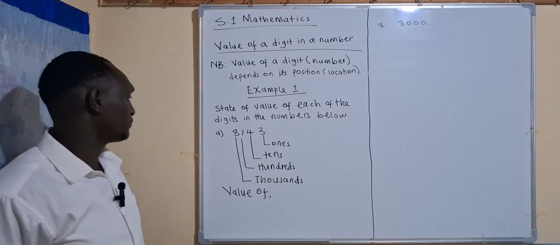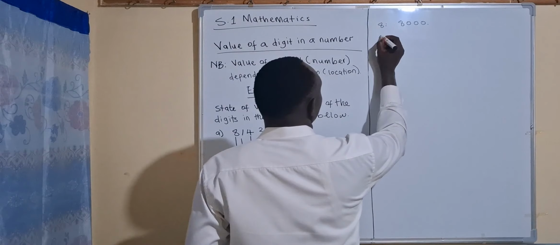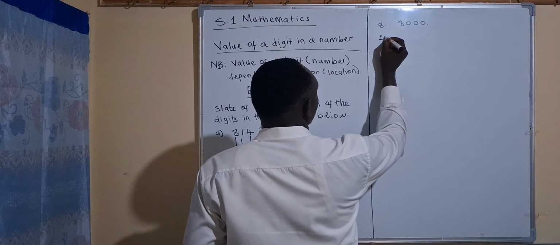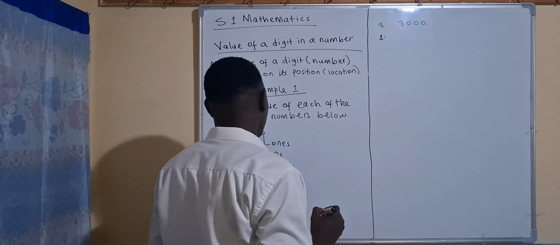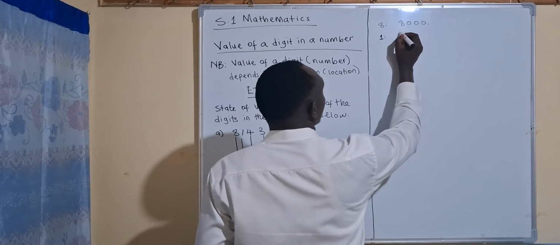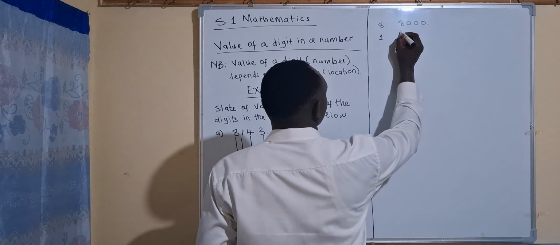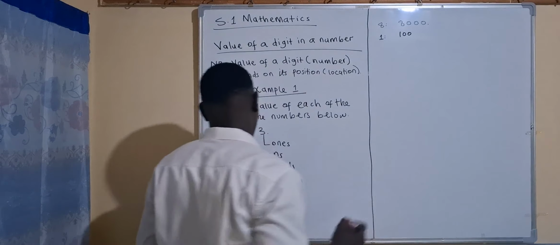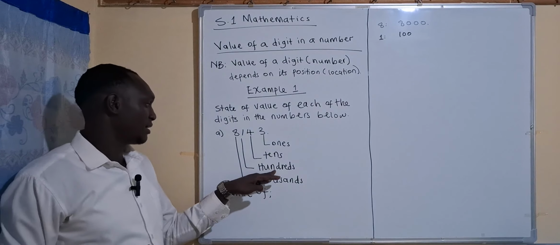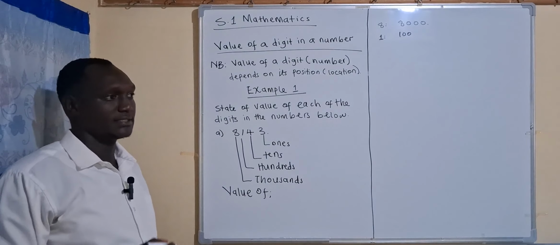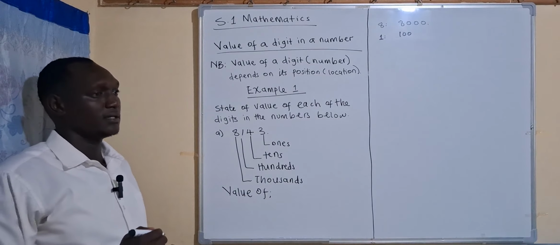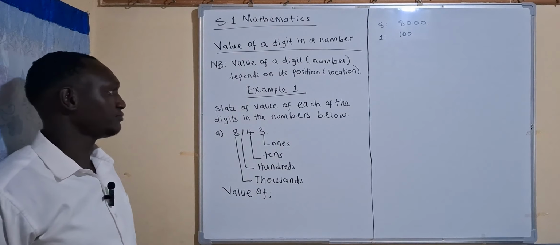What about the value of 1? The value of 1 given its position is 100. Why? Because we have seen that it is in position of hundreds. There are 100s, which is the same as saying there is 100.